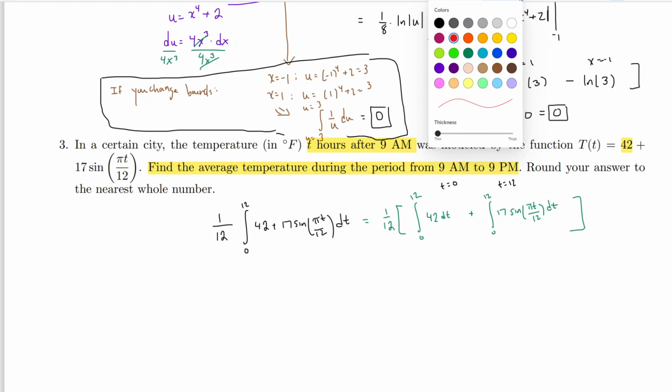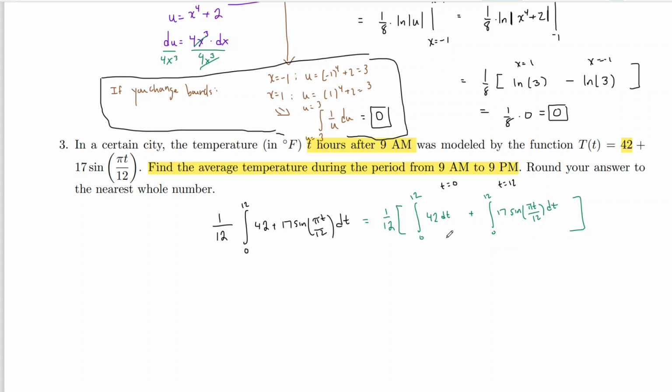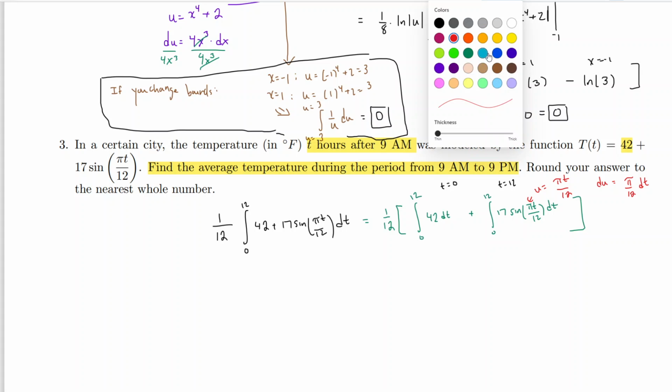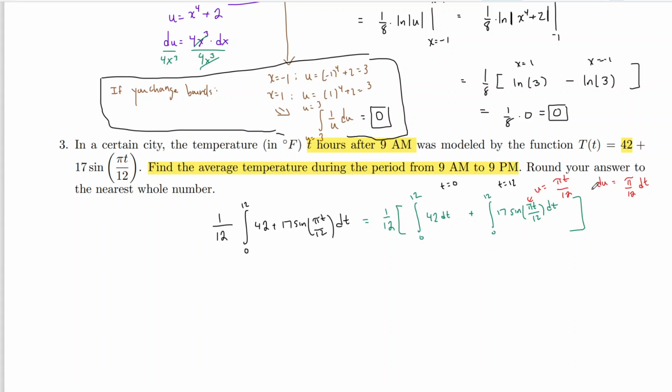Now, the nice thing is we can integrate this one very easily because it's just a number, and this one we have to use substitution. We want to use u equals pi t over 12 because we need the inside to be just a letter. And when we do that, we get du. Since it's just t, it's going to be pi over 12, the number, dt. And we can solve for dt by multiplying by the reciprocal, 12 over pi.